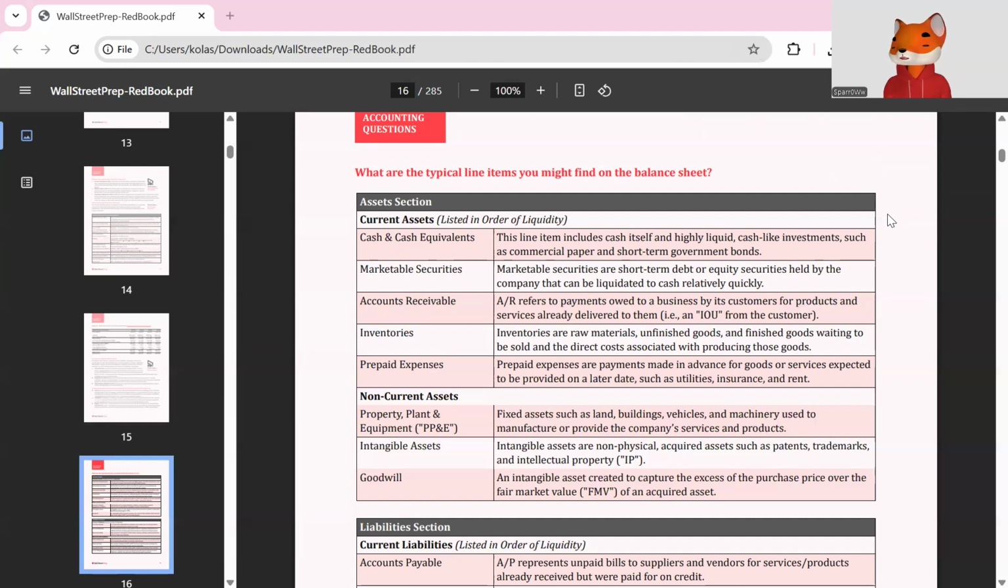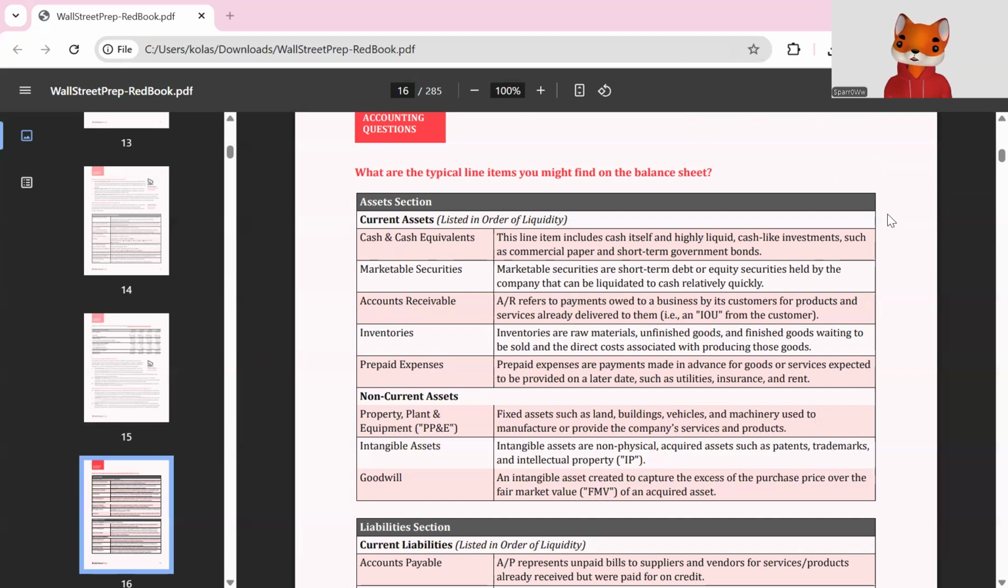Inventories are raw materials, unfinished goods, and finished goods waiting to be sold, and the direct cost associated with producing the goods. Prepaid expenses are payments made in advance for goods or services expected to be provided on a later date, such as utilities, insurance, or rent.